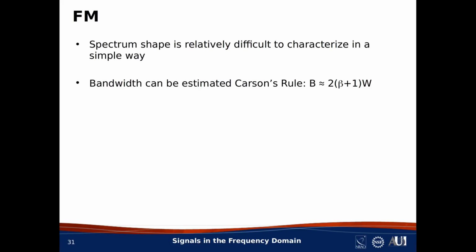This rule can be written in a few different forms, but the one I suggest for most work is the one shown here. Bandwidth is approximately 2 times (beta plus 1) times W. As before, W is the bandwidth of the audio signal. Beta is what we call the modulation index, and that's a measure of how much the frequency of the carrier changes in response to changes in the amplitude of the audio. In other words, beta is a property of the modulation. Now to see how this works, let's do some examples.